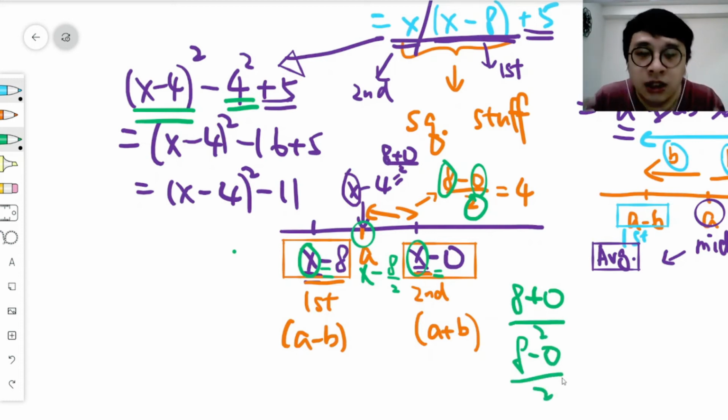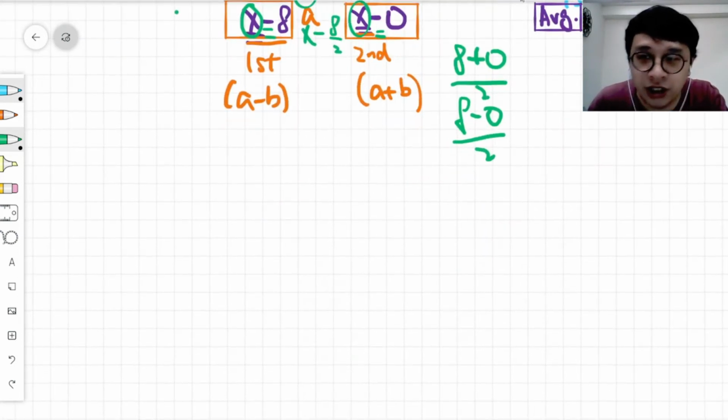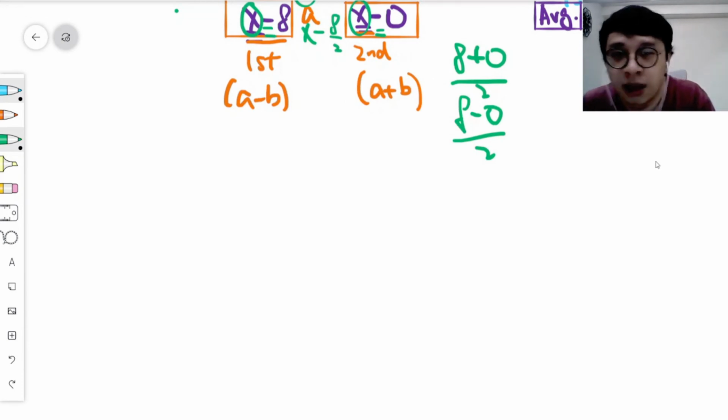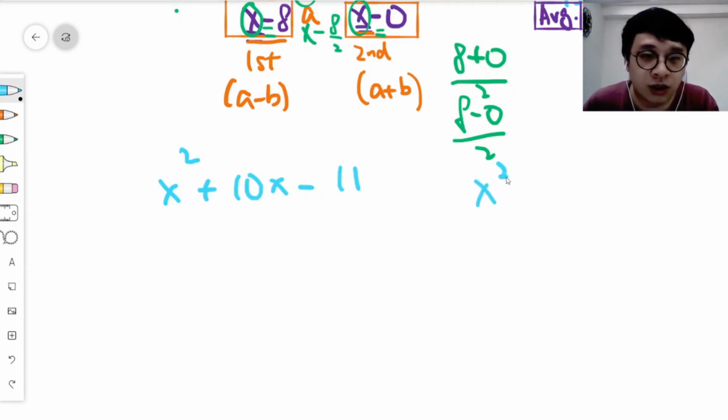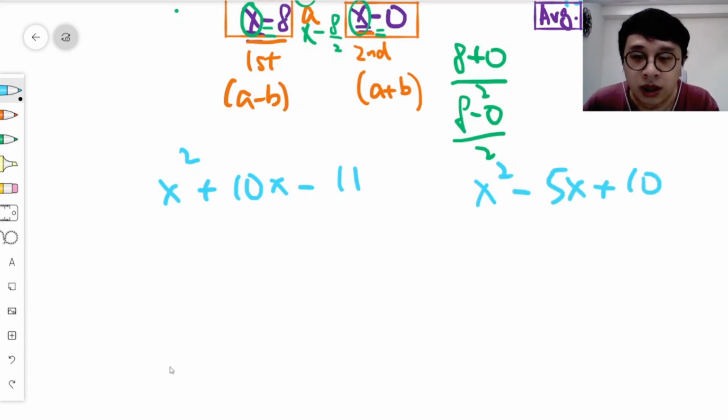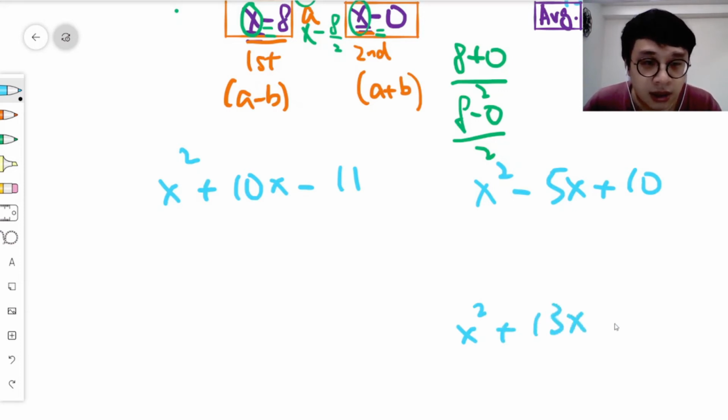So how about other expressions? Maybe you are only getting lucky this time, but how about other expressions? Let's do a bunch of questions before we draw some conclusion. So how about we do x squared plus 10x minus 11, and how about x squared minus 5x plus 10? Okay, let's do one more. How about x squared plus 13x minus 5? We do three, and we want to draw some conclusions out of these three examples. So let's do it.